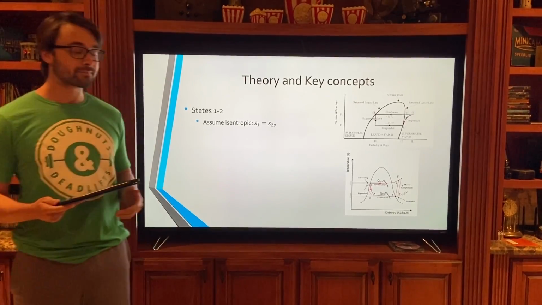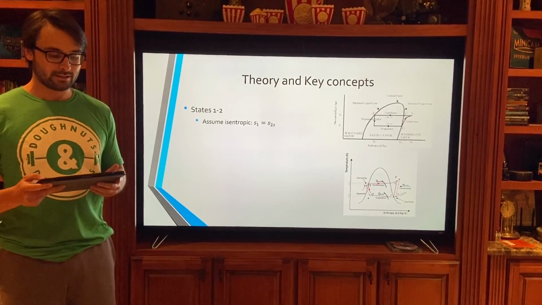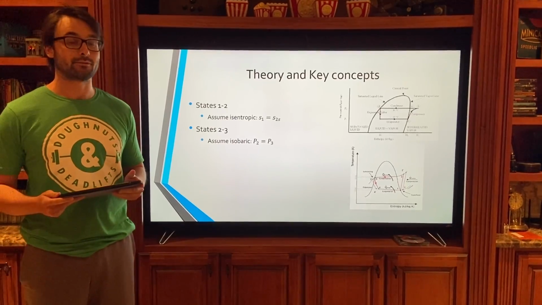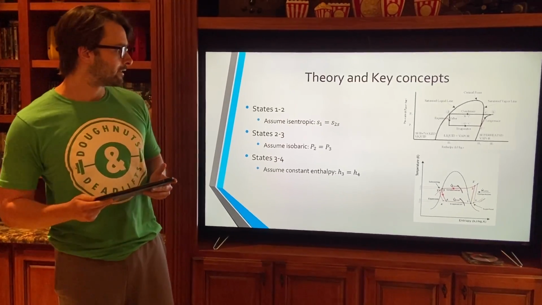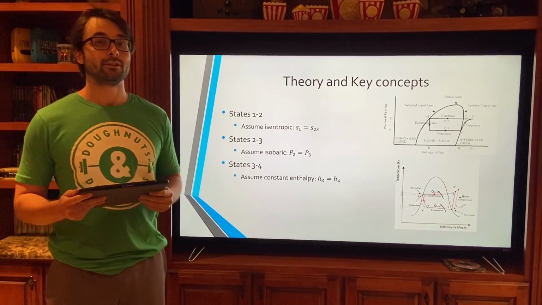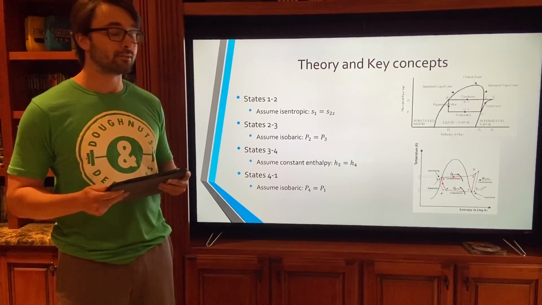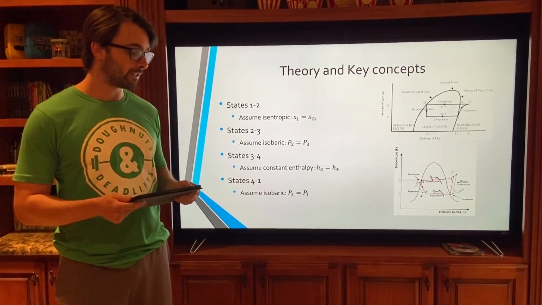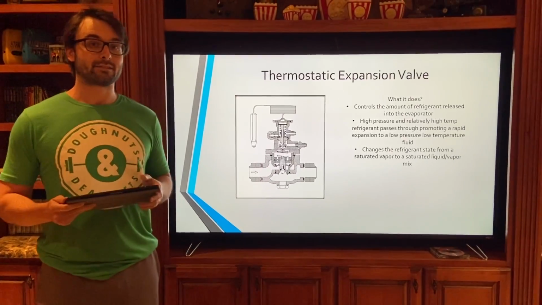So for the ideal case, for states 1 to 2, we're going to assume isentropic. And then for states 2 to 3, it's going to be isobaric, which means P2 is going to be equal to P3 over the condenser. And then from states 3 to 4, it's going to be adiabatic, which means the enthalpies are going to be the same over the thermostatic expansion valve. And from states 4 to 1, it's going to be isobaric, meaning that P4 is going to be equal to P1 over the evaporator.